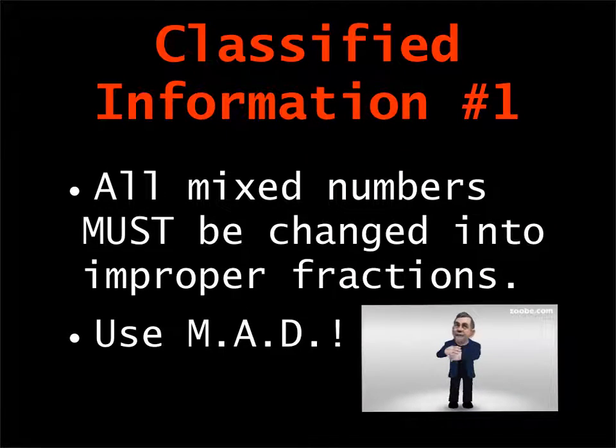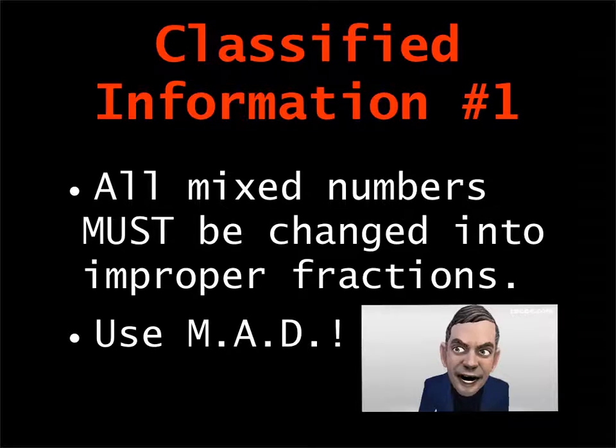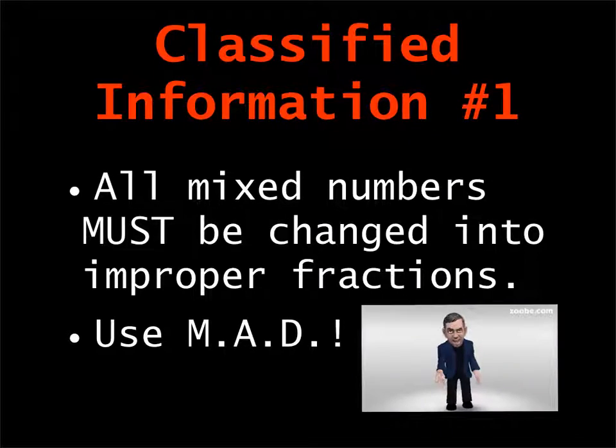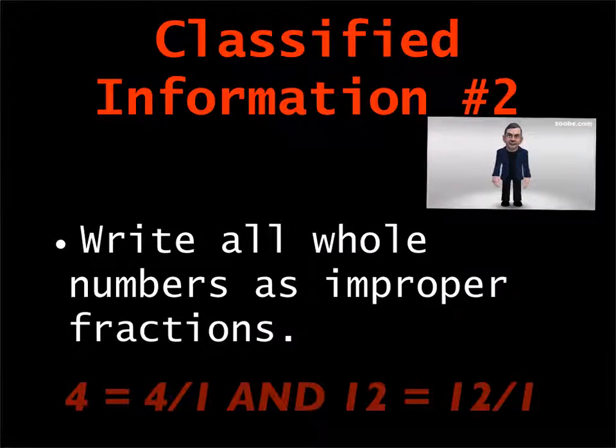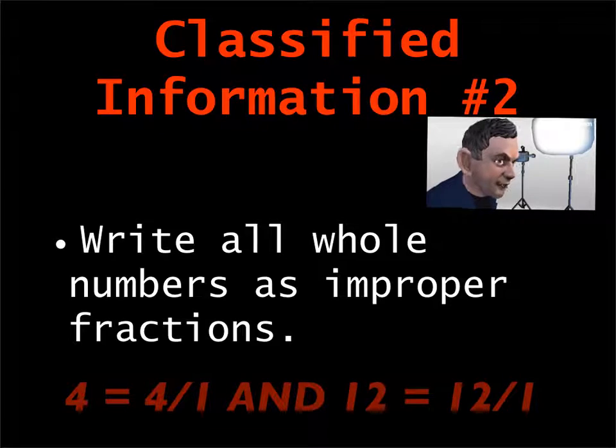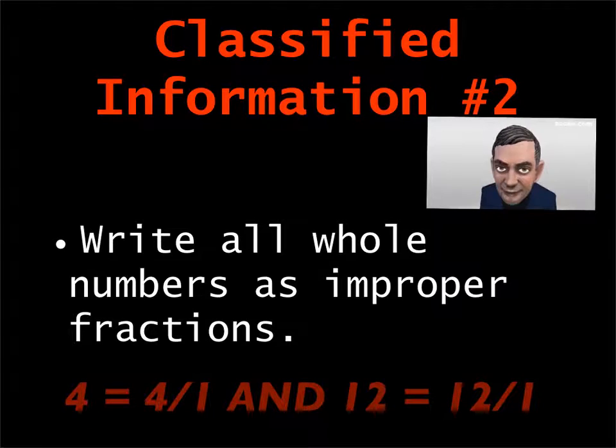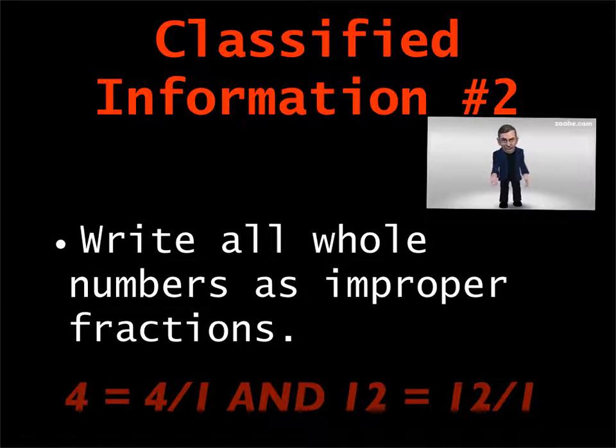This is classified information number 1. All mixed numbers must be changed into improper fractions. Please use MAD, which you learned or reviewed in step 2A. Classified information number 2. You must write all whole numbers as improper fractions. You must write the whole number over 1, which simply means the number divided by 1, which would be itself.